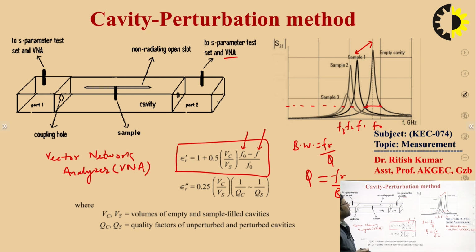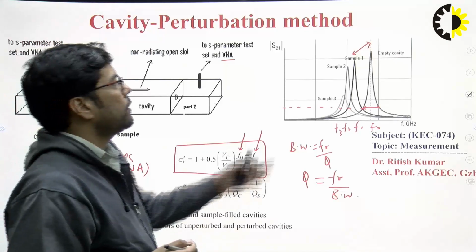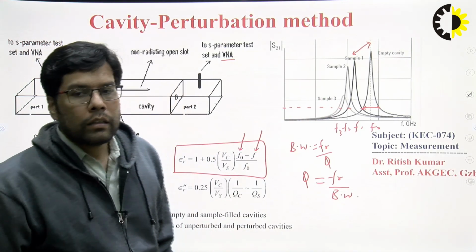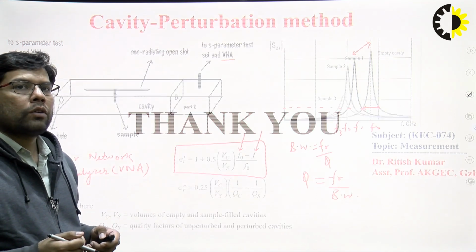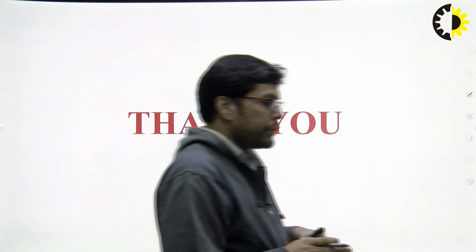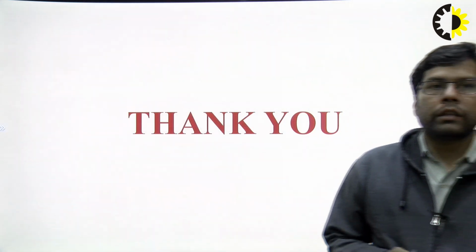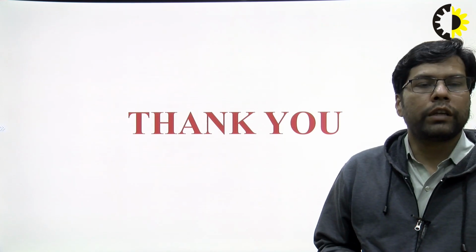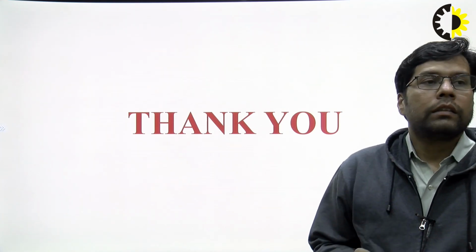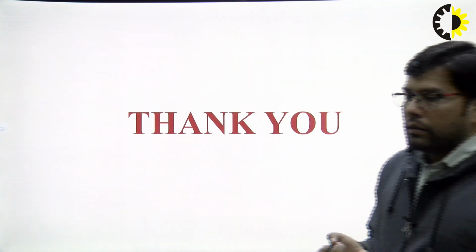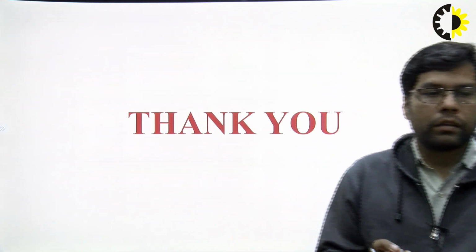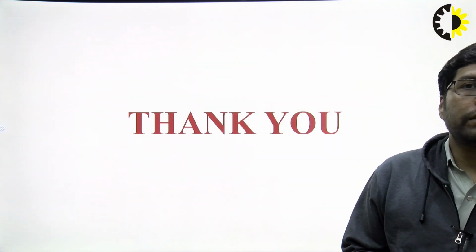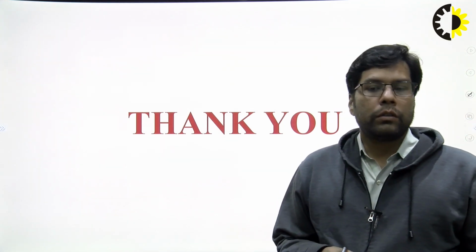I hope the cavity perturbation method is clear to all of you. By shifting the frequency we can get the relative permittivity of the material. I think all these topics are clear to all of you. The first one, how we can measure the VSWR, then the impedance measurement through the magic T, and lastly the cavity perturbation method to measure the dielectric constant. I hope all these topics are clear to all of you.